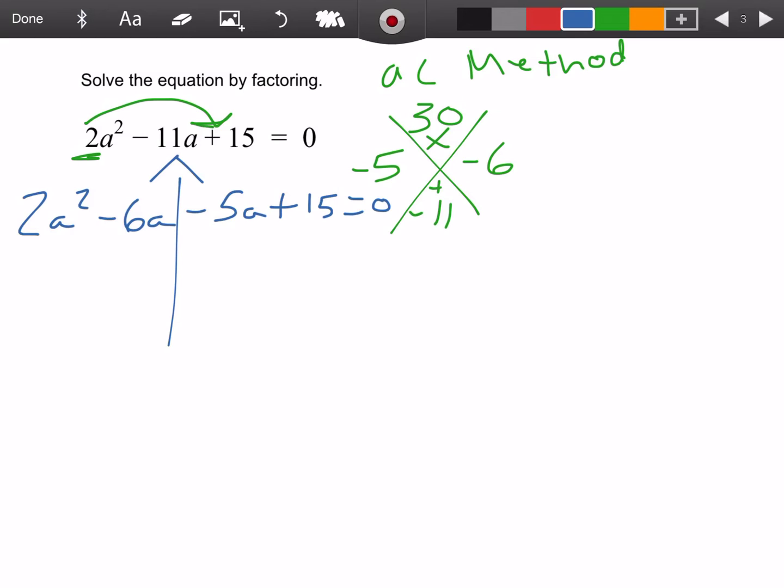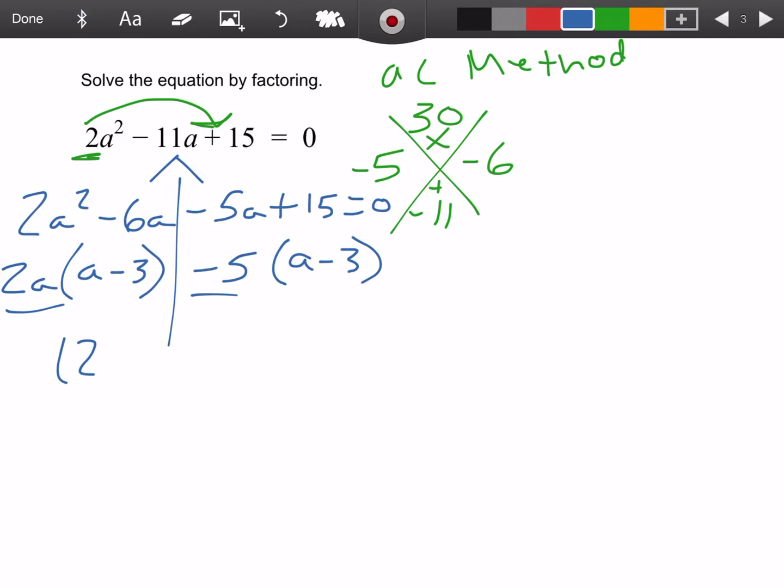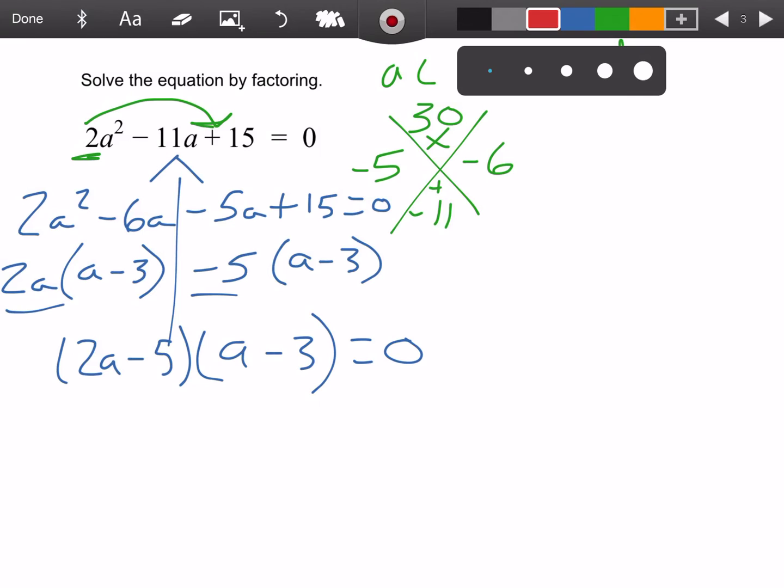And then we have to factor out as much as we can from each side. So this would be 2a. We can factor that out from both sides here. Then this would be a minus 3, just like that. And then here we're going to factor out a negative 5, and this would also turn out to be a minus 3. And so now we just need to bring these two together. We have 2a minus 5 times a minus 3, and that equals 0.